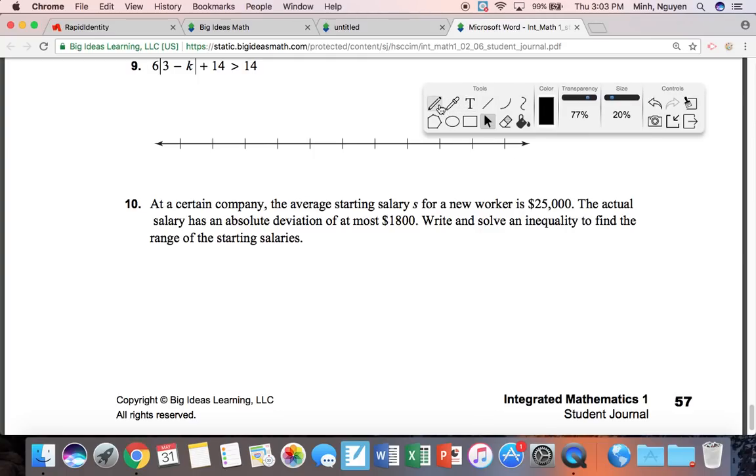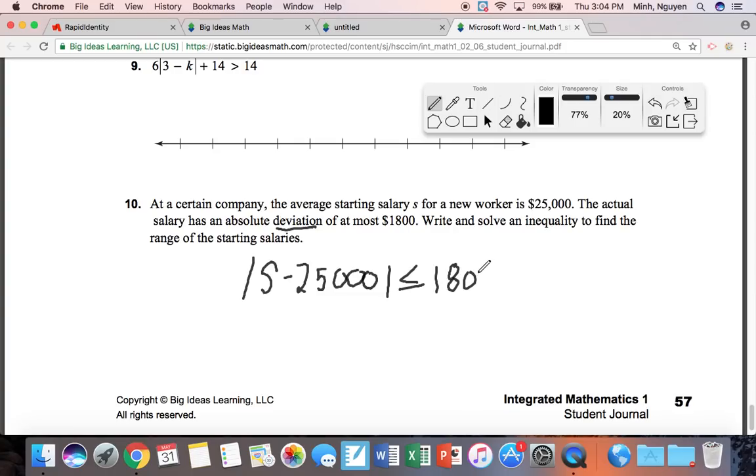So you could say S minus deviation. Deviation just means to deviate is to be different from something, and if you think about difference, that means subtraction. So S minus 25,000. This is absolute, which means that it doesn't matter whether it's positive or negative or whether it's above or below 25,000. It just matters that it has to be at most, which means less than or equal to 1,800.